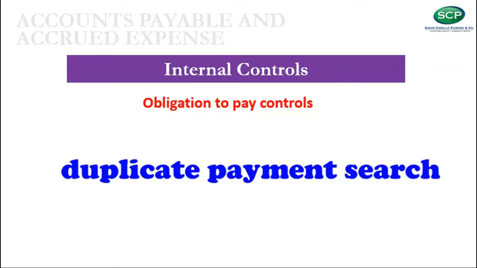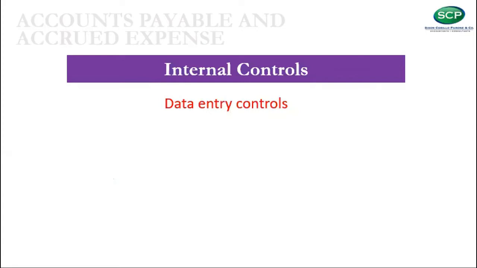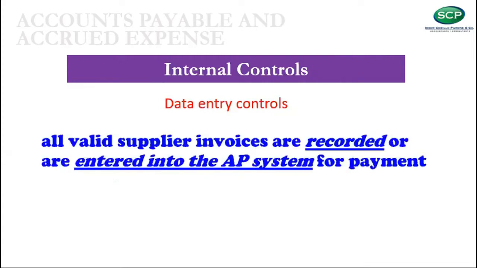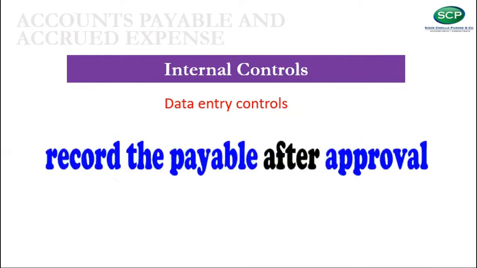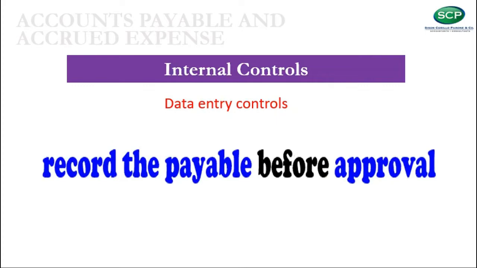Let's now go to the next category, and this is the data entry controls. The controls under this category aim to ensure that all valid supplier invoices are recorded in the books or are entered in the accounts payable system for payment. Several ways of data entry controls can be used by the companies, but we will discuss two of them, which are to record the payable after approval and to record the payable before approval.